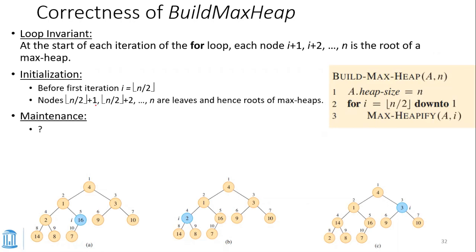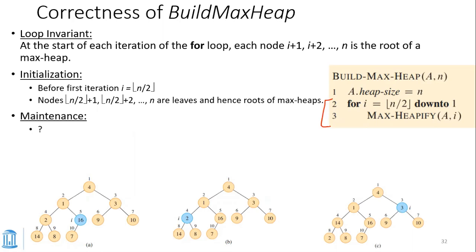What about maintenance? Can you state out loud why this would be true during maintenance? Why would this loop ensure that once you're done with loop I, and you've decremented I to be I minus 1, the same can be said for I minus 1? Some of these things become almost trivial, but you have to express that triviality.